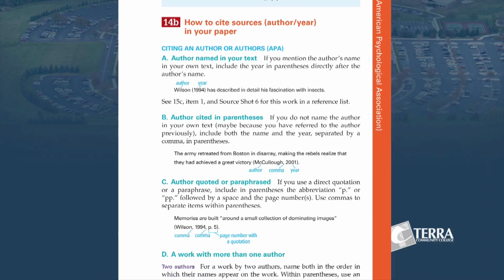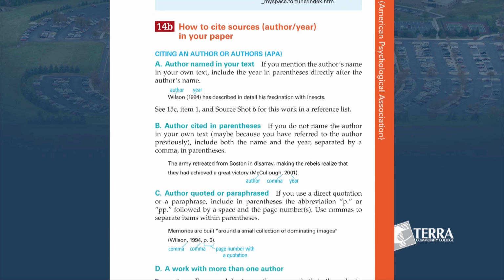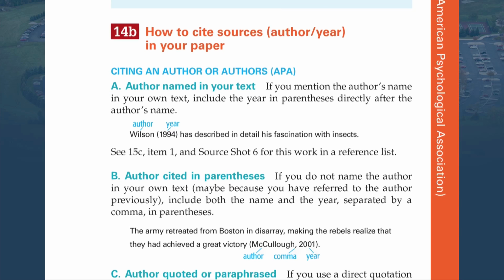If you look at the examples on 14b, these are just a variety of ways that we looked at already, just given to you in more detail. Letter A shows you the author is named in your writing. So you have Wilson has described in detail his fascination with insects, and the year is given after his name. Remember that you can also put the year at the end of the sentence if you'd like it instead. It's completely your choice.